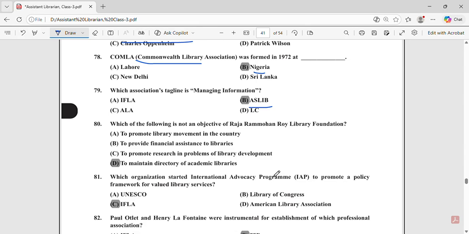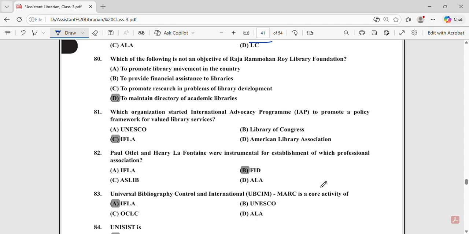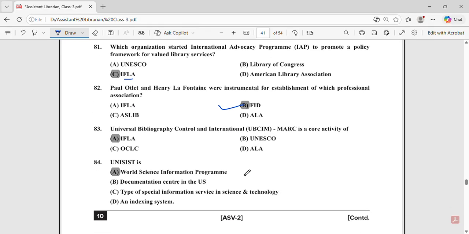Which association's tagline is managing information? ASLIP. Which of the following is not an objective of the Raja Ram Mohan Roy Library Foundation, that is to maintain directory of academic libraries. Which organization started an international advocacy program to promote a policy framework for valued library service? IFLA. Paul Otlet and Henri La Fontaine were instrumental for the establishment of which professional association, that is FID.